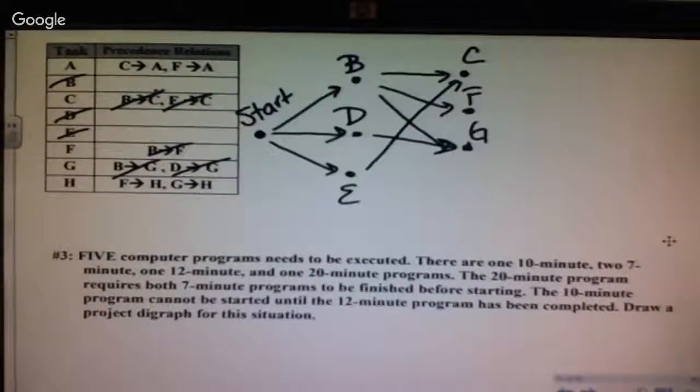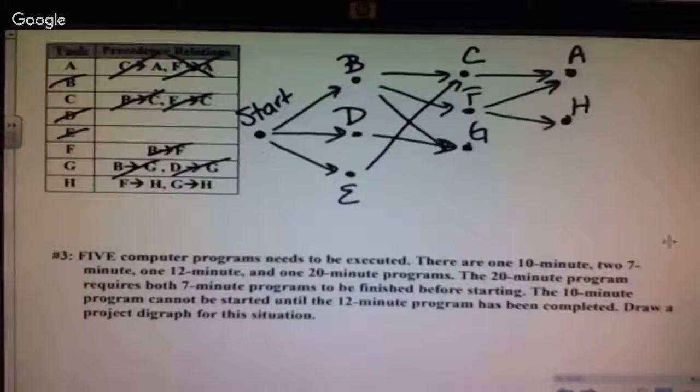So now we're in the second set of points. C. Where does C go? C goes to A. I don't have a point A, so I need to draw it. The next one down in this middle part is F. Where does F go? F goes to A, and it also goes to H. Well, I don't have a point H, so I've got to put a point H on there.